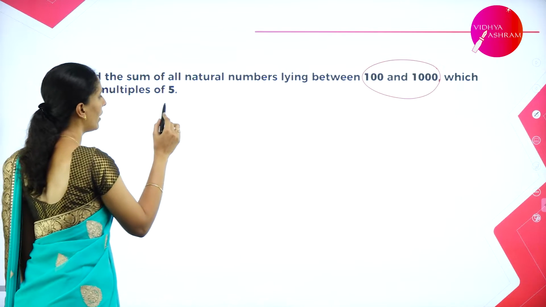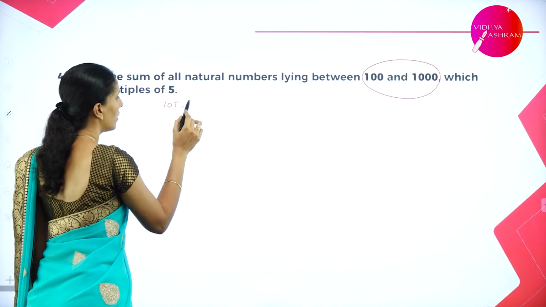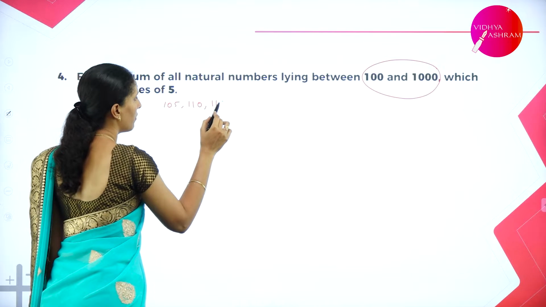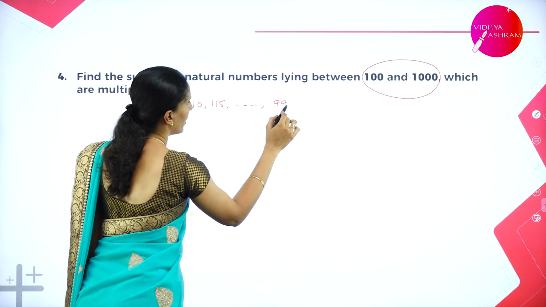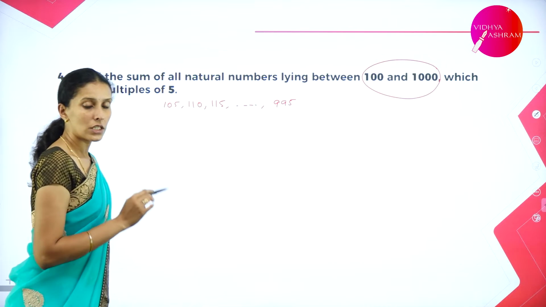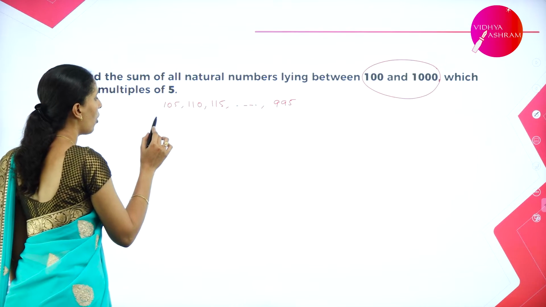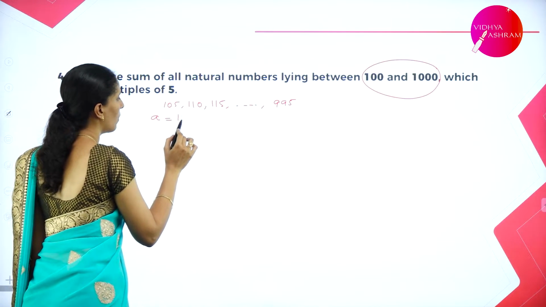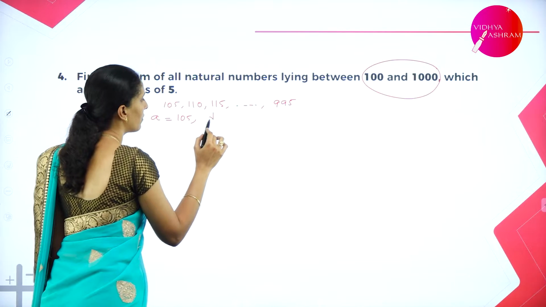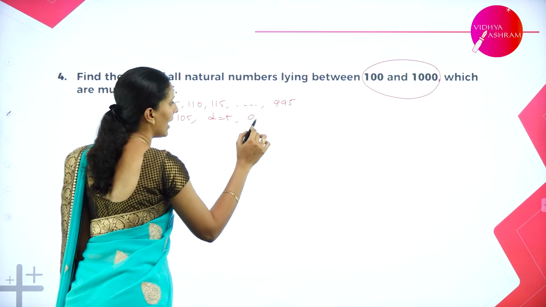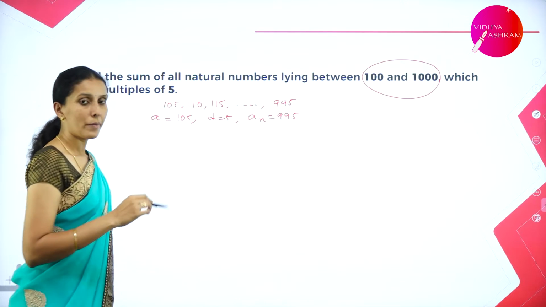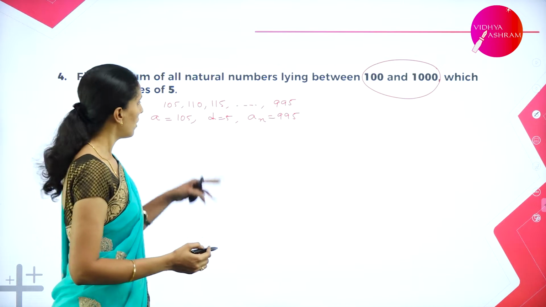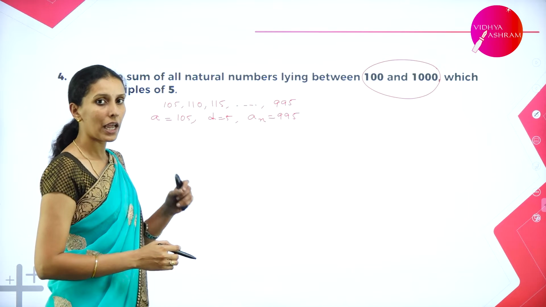So after 100, you will get 105, 110, 115, etc. And before 1000, you will get 995. So this is the required sequence now. According to it, you have A is equal to 105, common difference is 5, and the nth term is given as 995. I don't know how many numbers are there in total. Let us find out using the nth term.